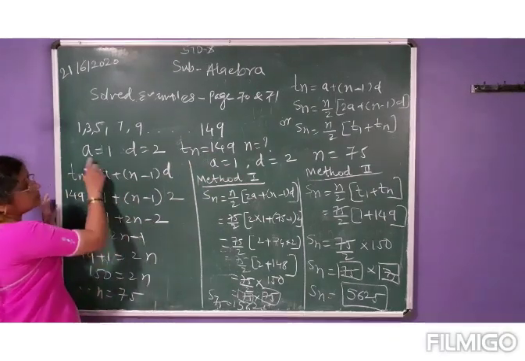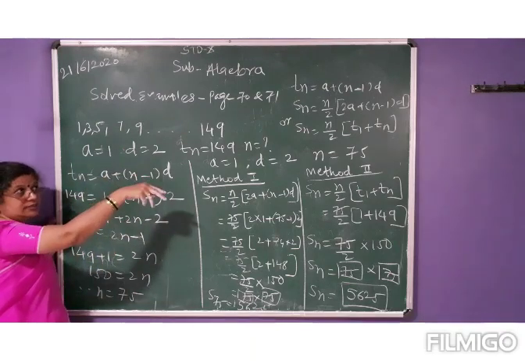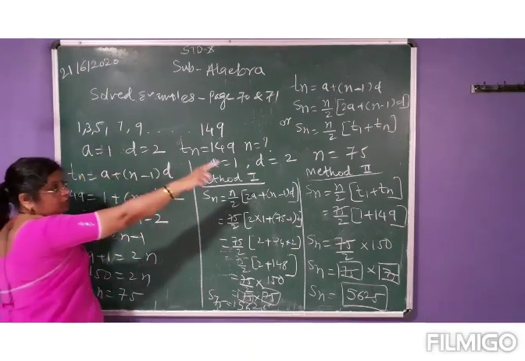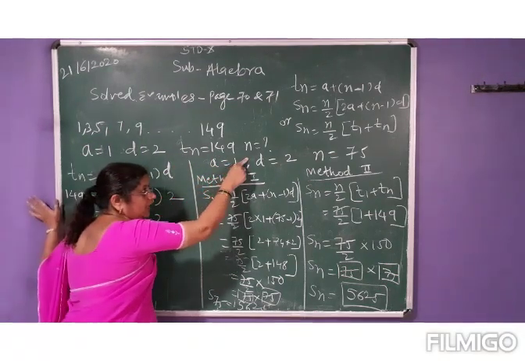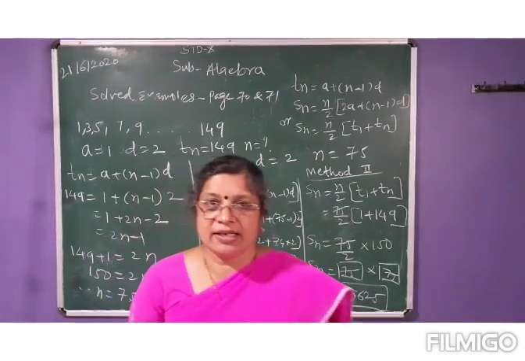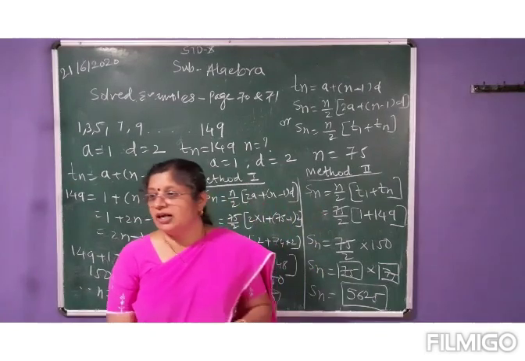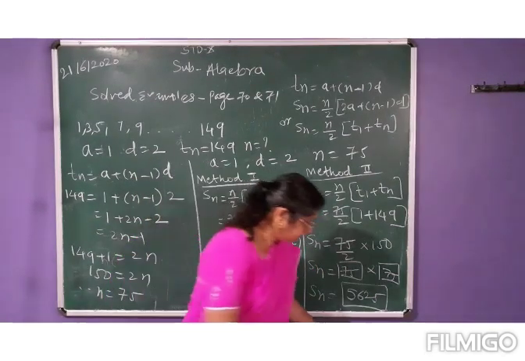So this is the way you have to go for the sum of the terms. Now see, this sum is a little different because you are using two formulas simultaneously. First to find the value of n, and then you find the sum. Now in the next lecture we are going to see practice set 3.3.